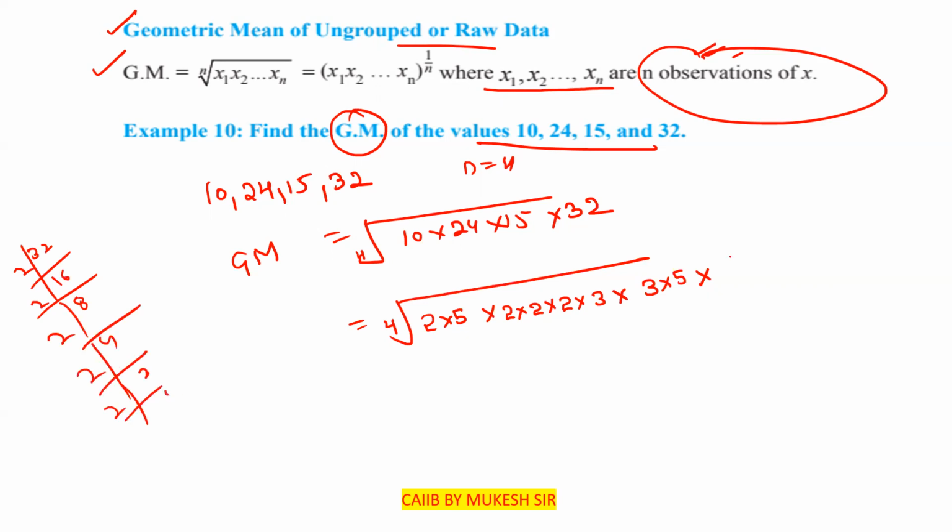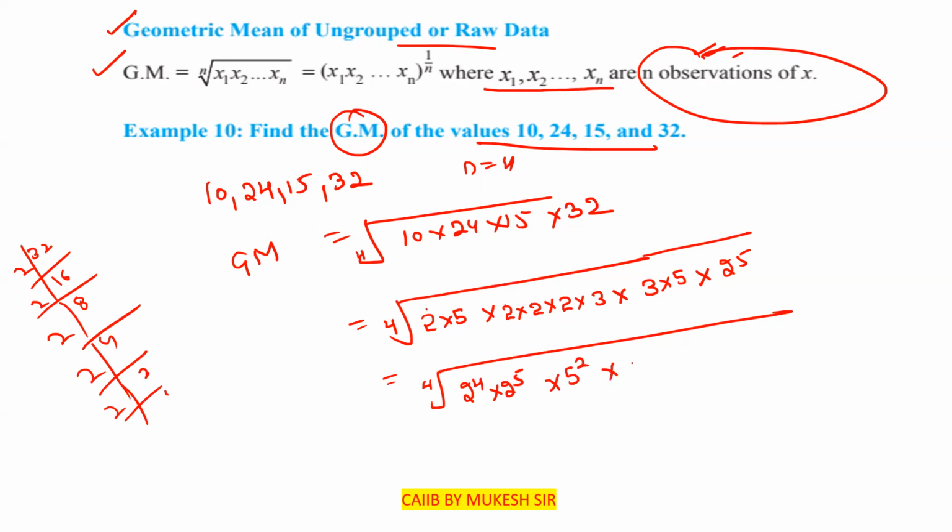So how many times 2? That is 5 times. So try to make out 2 power 4 into 2 power 5. This is to be left. Okay. So 5 is 5 1, 5 2, and 3 is 3 1, 3 2, 3 power 2.